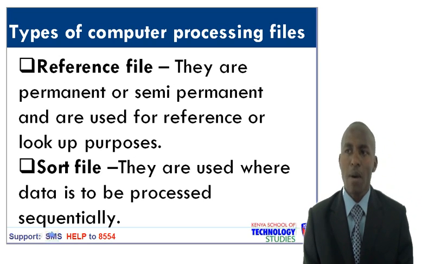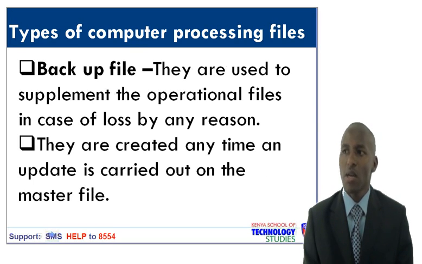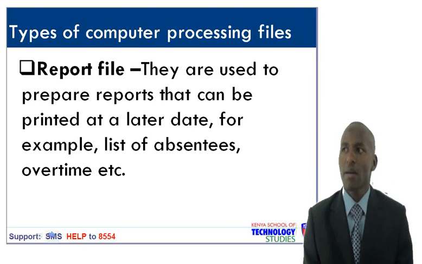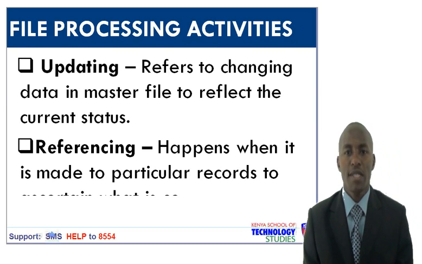Reference file. They are permanent or semi-permanent and are used for reference or lookup purposes. The other one is the sort file. They are used where data is to be processed sequentially. Backup file. They are used to supplement the operation of files in case of loss for any reason. They are created any time an update is carried out on the master file. Report file. They are used to prepare reports that can be printed at a later date, for example, a list of absentees, overtime, etc.